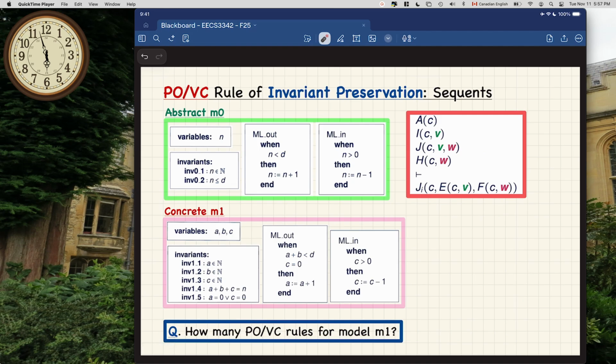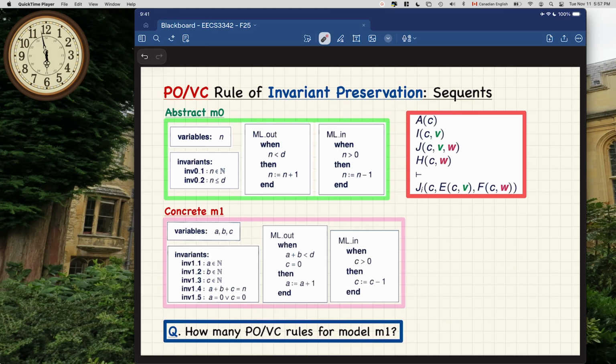Now we want to prove invariant preservation. Specifically, we have ML out abstract version, ML out concrete version, ML in abstract version, ML in concrete version. We want to do something very similar to what we did back in M0. We want to make sure ML out and ML in preserve the invariant. That's what you studied for written test number 2. But now we want to extend the context a little bit. Do the concrete versions of ML out and ML in also preserve the invariant we added right here? We want to show that.